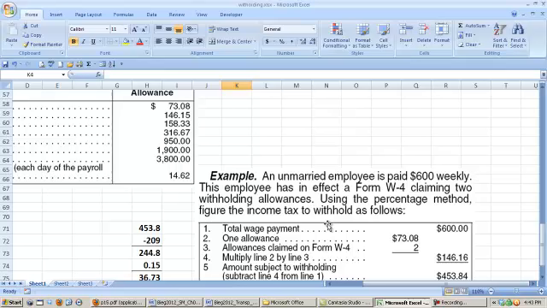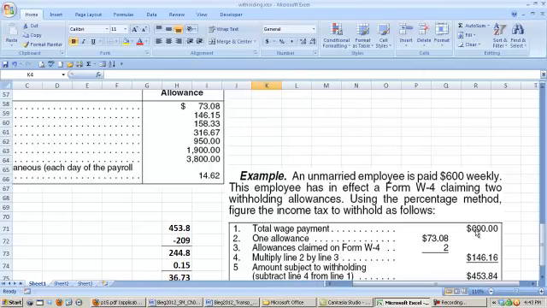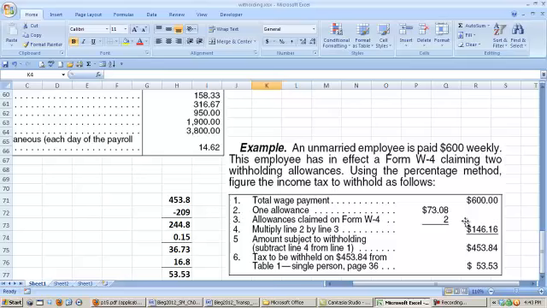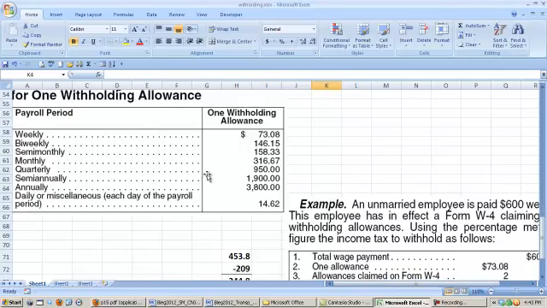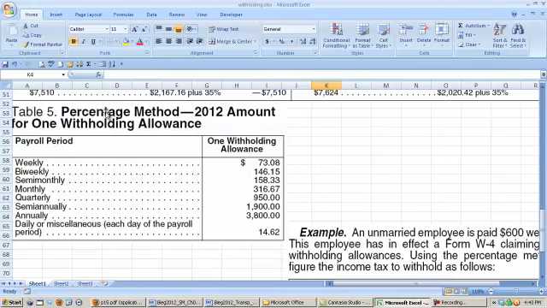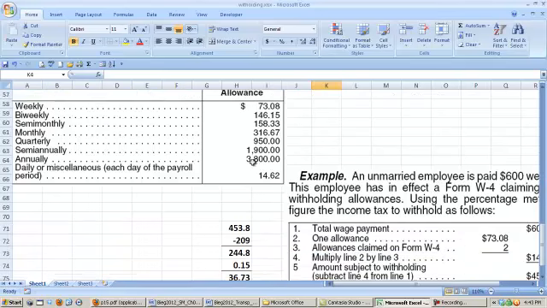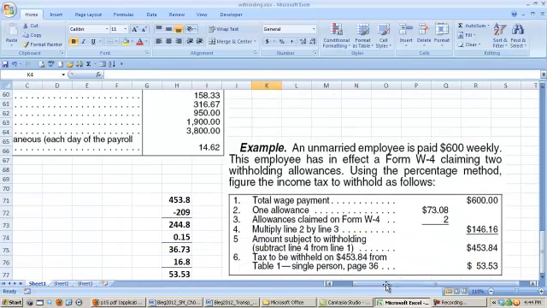So they're paid $600, right? Now, first things first, we start out with the $600 that he's paid, right? Now, from this, we subtract out the withholding allowances. Things are different when we're using this method. Okay, so for the percentage method, the 2012 amount for 1 withholding, if they're paid weekly, for each withholding allowance we count it as being worth $73.08. So if we come over here, we plug in the number.